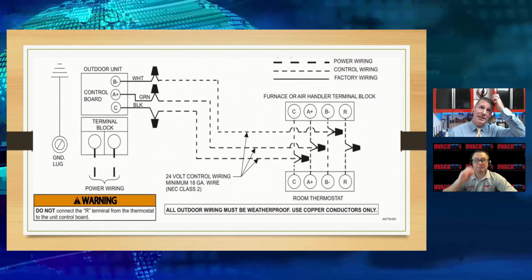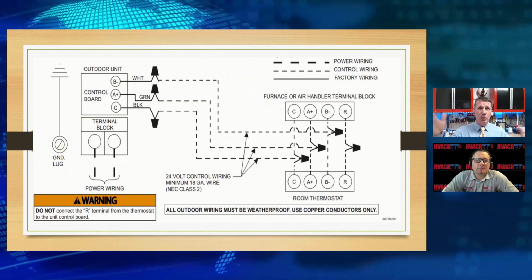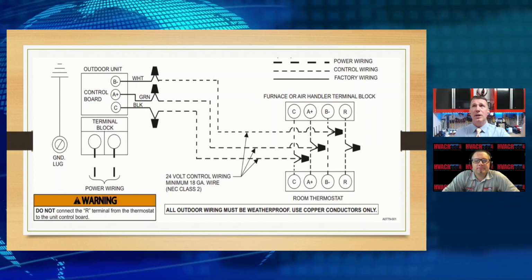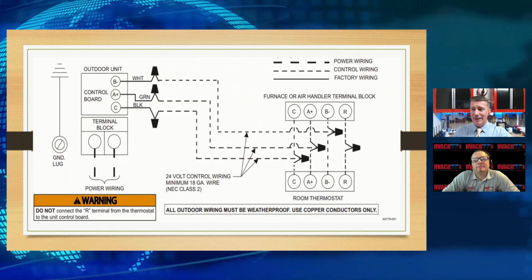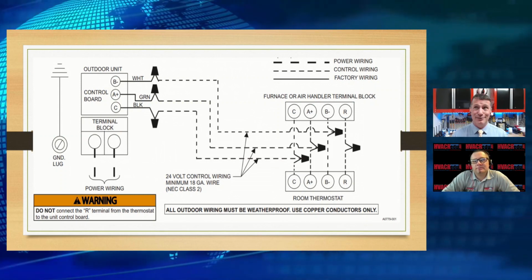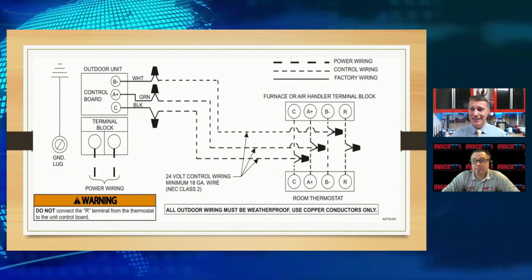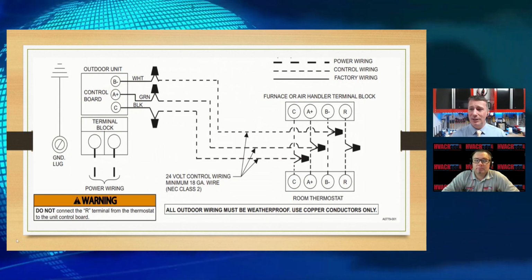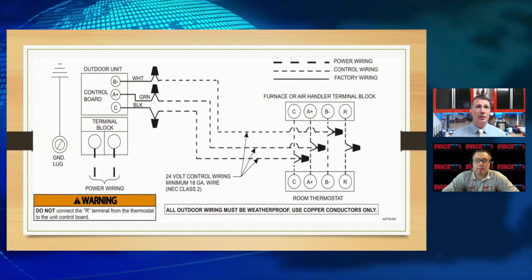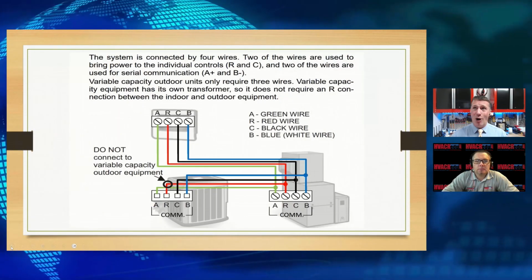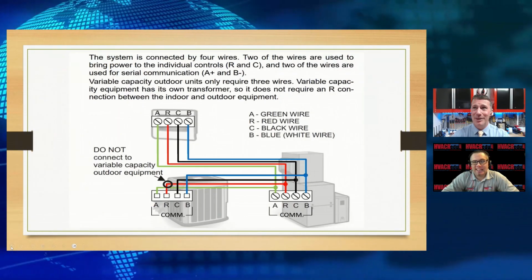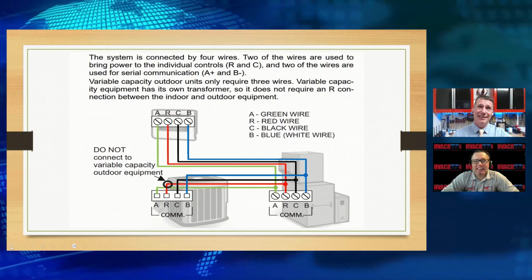So let's look at this JCI one, and we'll see that either way you look at it, we've still got a common. We have A, which is our positive reference, and B, which is a negative reference. If we go back to the other diagram, which is their newer design, we still have R, we still have common. You just have B on the end and A on the end.